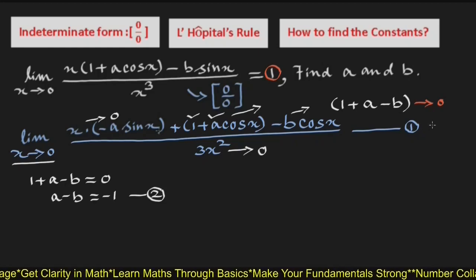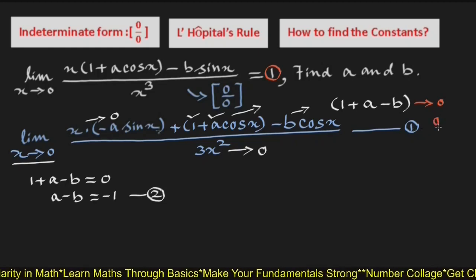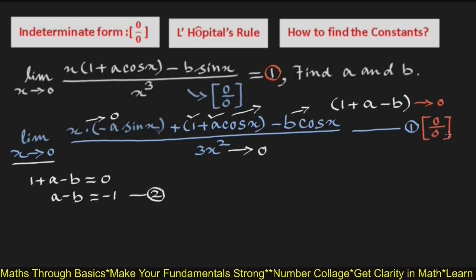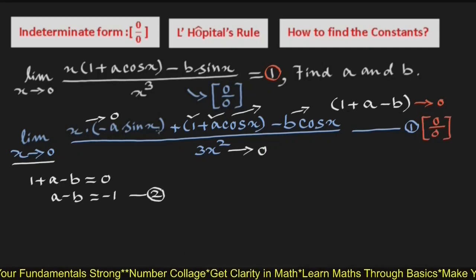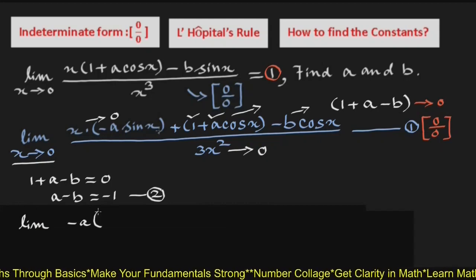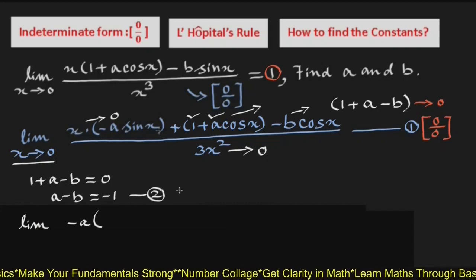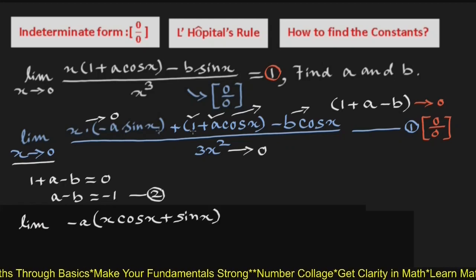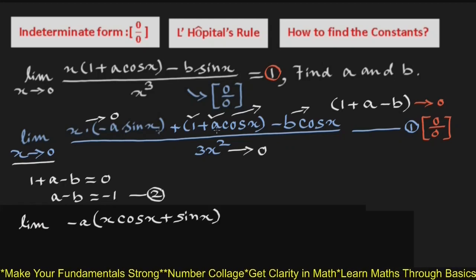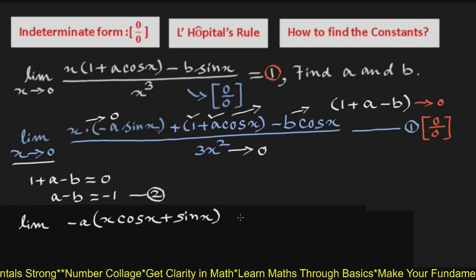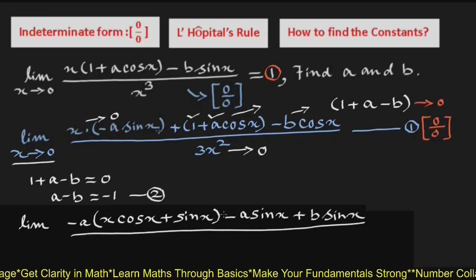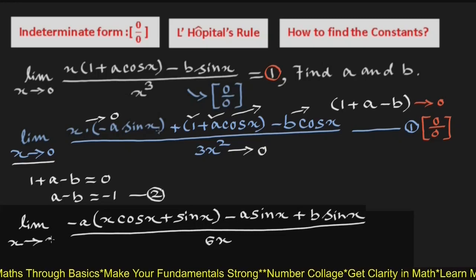Now the limit in equation 1 is indeterminate 0 upon 0 form. So we have to apply L'Hopital's rule that will give limit minus a into derivative of x sin x, which is x cos x plus sin x, plus derivative of 1 plus a cos x, which will be minus a sin x, plus b sin x, upon 6x as x tends to 0.